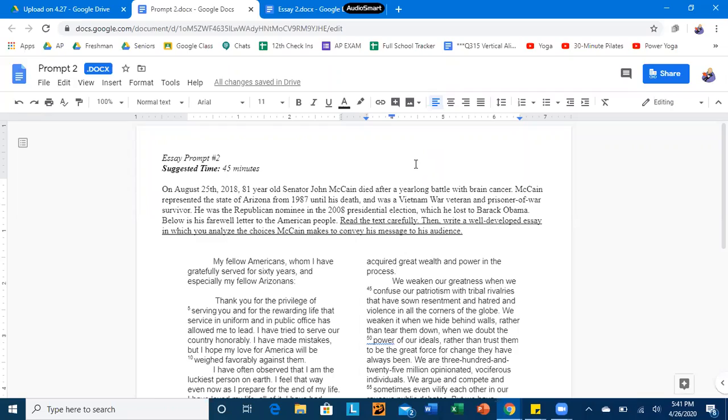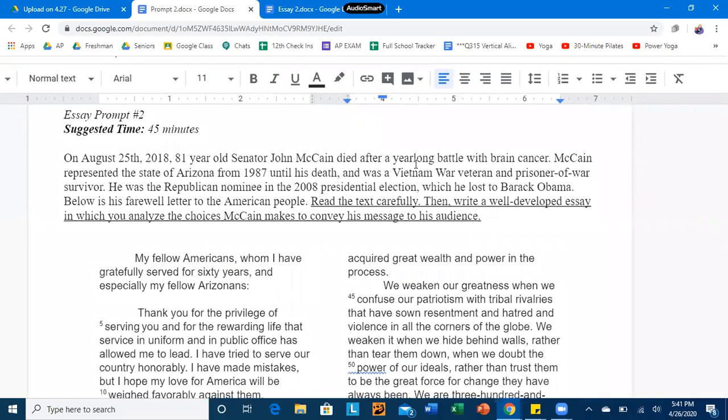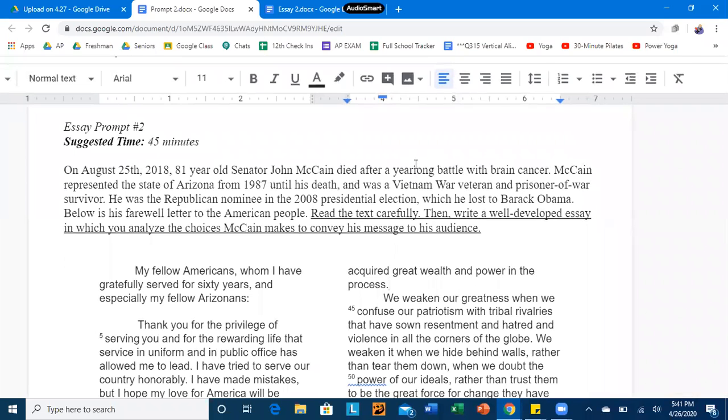I'm here to give a little background and then read the prompt, which is always going to look something like this. The prompt will have a little background about who this person is if you didn't know, which I think most of us know, and a little background about when he gave this speech. The who is Senator John McCain. You're going to find out when and where he gave this speech, the context of why he gave it, and what his reasoning was.